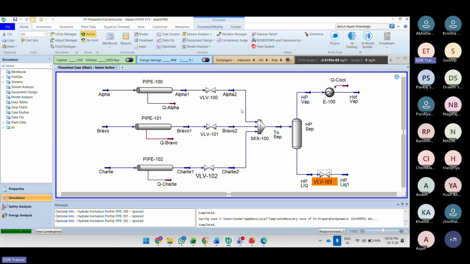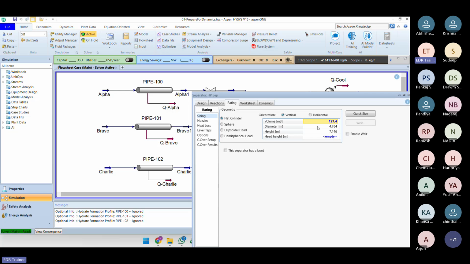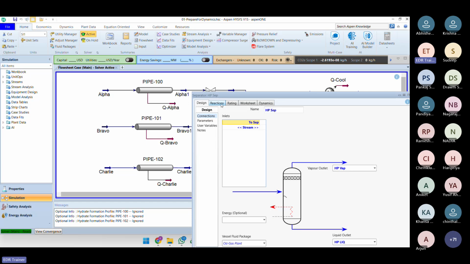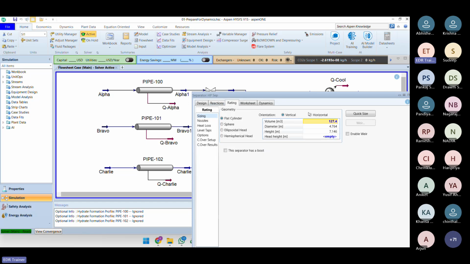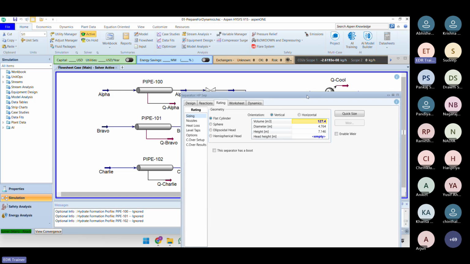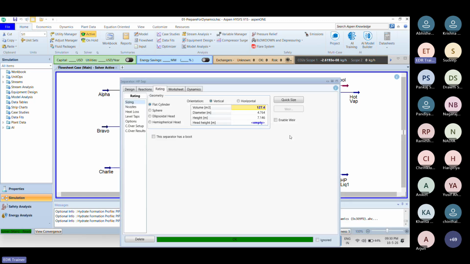Now the next is basically I can see here the HP separator. In the HP separator I can put some volume here. Again, if you can see here, this is the normal thing that you are aware of. If you go into the rating, you can see whether the vessel is vertical or horizontal, flat, cylinder, sphere, ellipsoidal head. All information is provided to you. Options are provided to you. You can add the things here, and it will automatically calculate the diameter and the height. So I have already given the volume here.